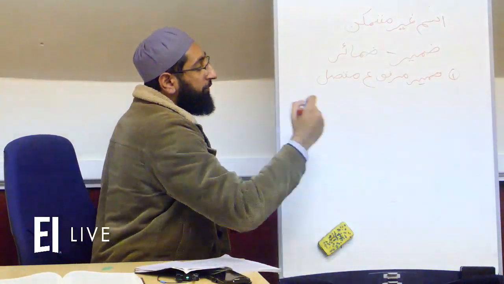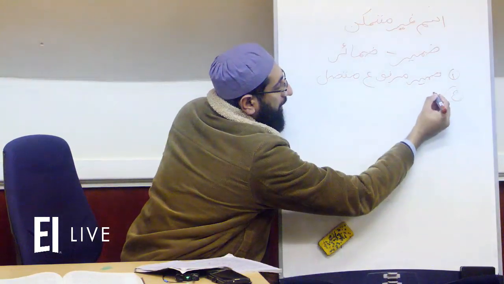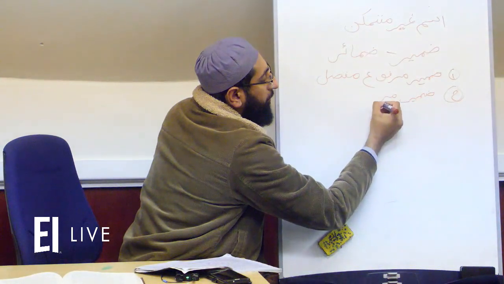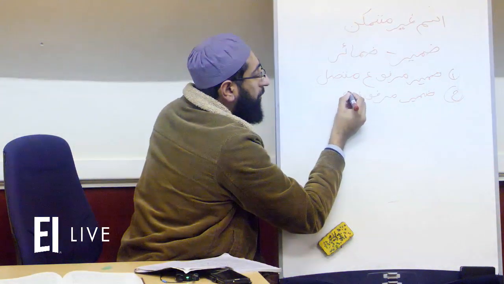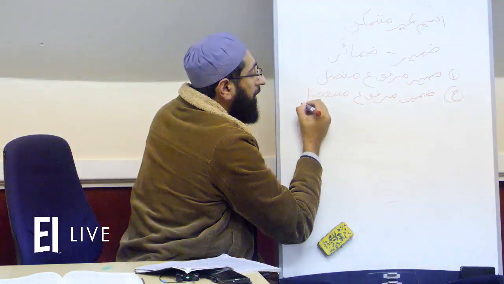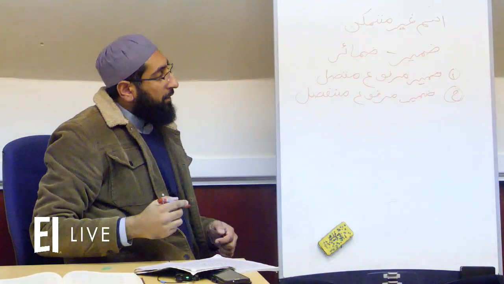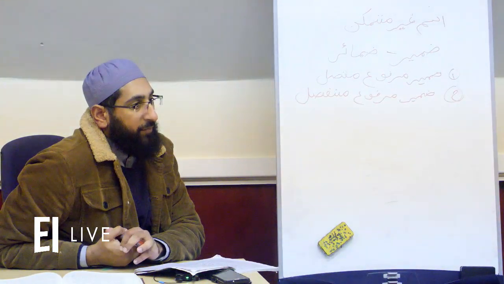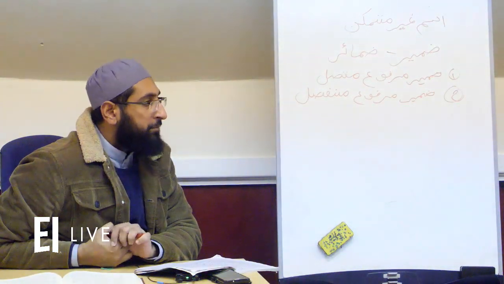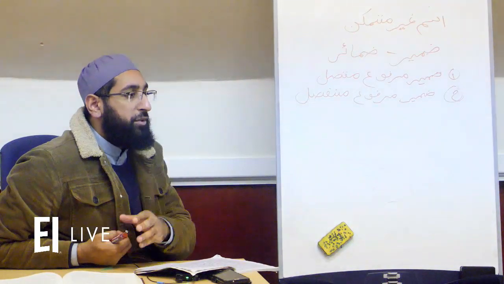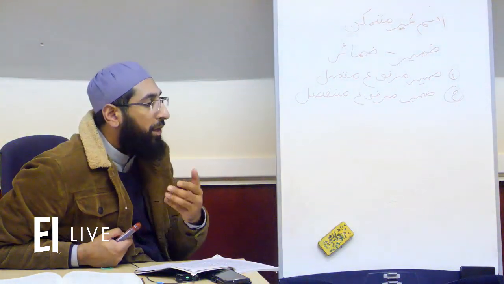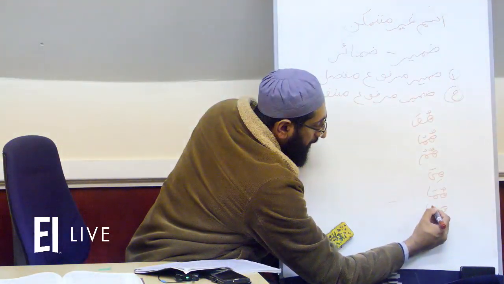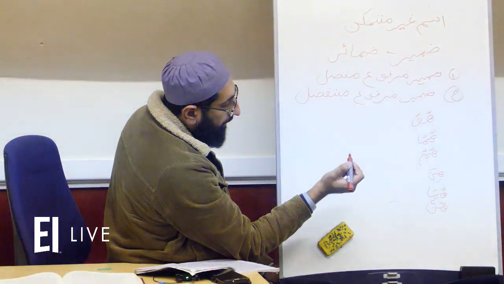Number 2 is zamir marfu munfasil. Zamir marfu munfasil is that which is separated from its amil. Like you say, huwa zaidun. He, huwa, huma, hum, hiya, huma, hunna.